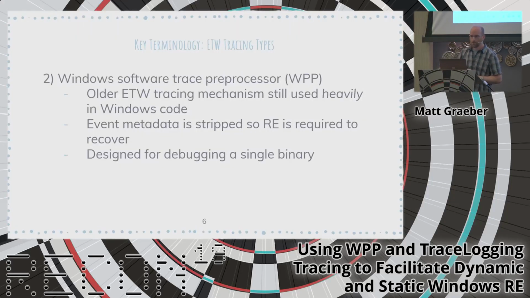Okay. Now we're going to talk about WPP, the Windows Software Trace Preprocessor. It's an older tracing mechanism. It really was exclusively designed for debugging and not for multiple processes to be writing events to. The tricky thing about this is that all event metadata is stripped from WPP traces.